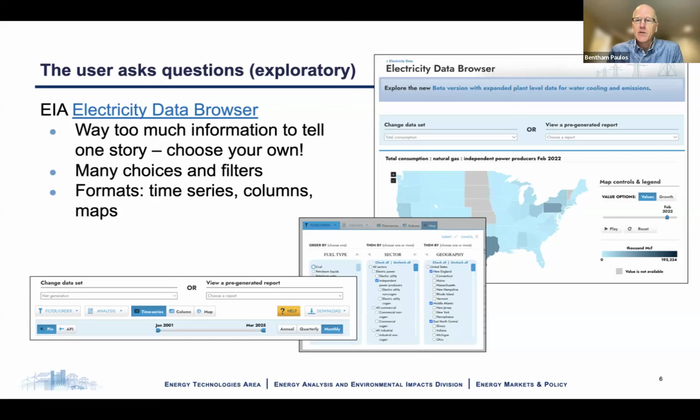It's kind of a landmark of energy data in the US. The data browser has a vast amount of electricity sector data in it, and a nice interface that allows you to select a number of those different data sets and also filter them by fuel type, sector, geography, trends over time, maps, columns, all kinds of options. It doesn't really tell one story. It tries to let you tell any story you want.